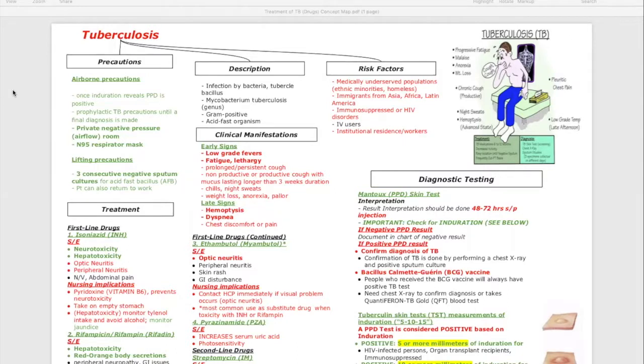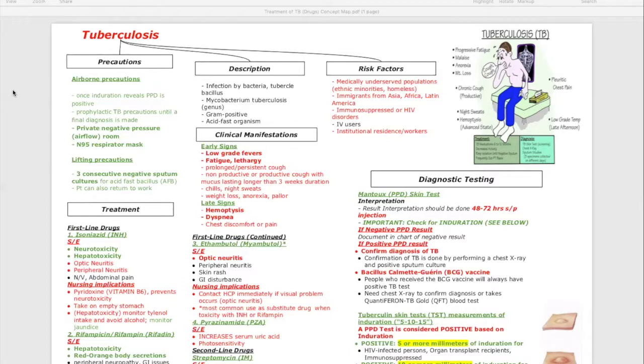Tuberculosis also has precautions. By now we're very familiar with airborne precautions. So what are they in relation to tuberculosis? These airborne precautions aren't instituted until the induration reveals a PPD of being positive. It can also be instituted prophylactically. What that means is prophylactic tuberculosis precautions can be instituted until final diagnosis is made.